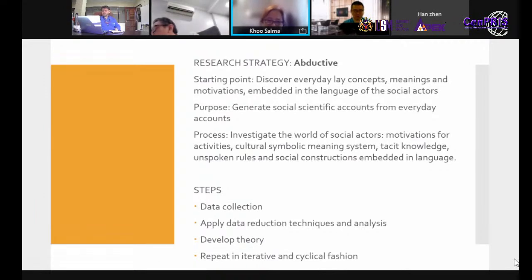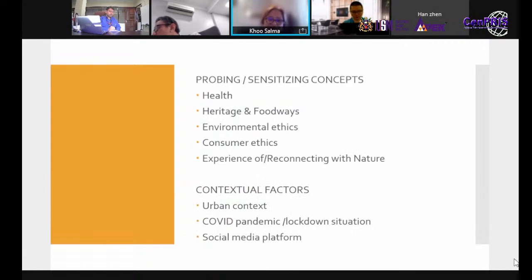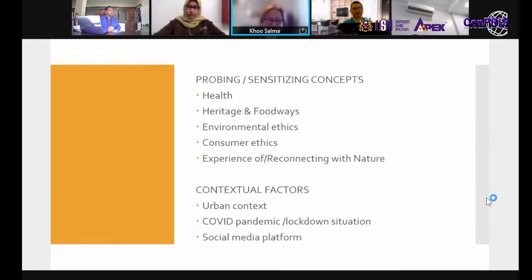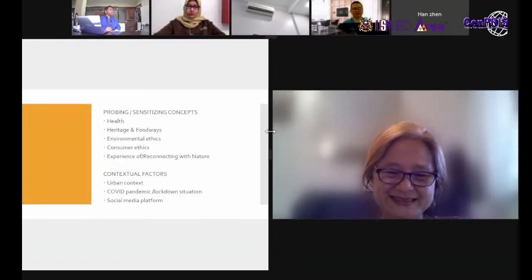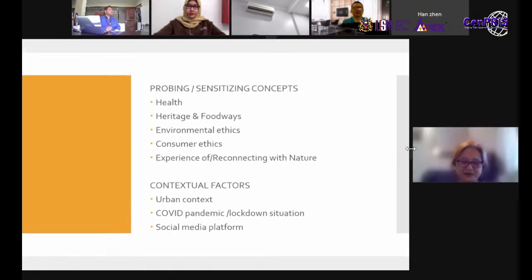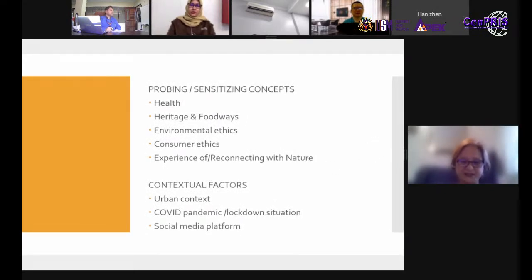So the steps would be data collection, apply data reduction techniques and analysis, develop theory, and then repeat in an iterative and cyclical fashion. So the probing and sensitizing concepts used here are health, heritage, and foodways, or food heritage and foodways, environmental ethics, consumer ethics, experience of reconnecting with nature. And these, I call them contextual factors. I don't know, maybe there's a more technical word for it, but there's an urban context, there's the context of this current pandemic lockdown situation, which is what everybody's thinking about. And then also the constraints of the social media platform.